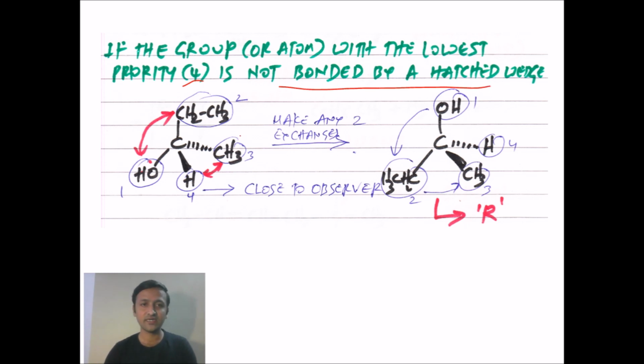Okay, so if it's attached to any other positions, now it's not away from the observer, we need to make some changes. We need to bring back that hydrogen, or lowest priority group. It should be away from the observer. Okay, just see the example now.